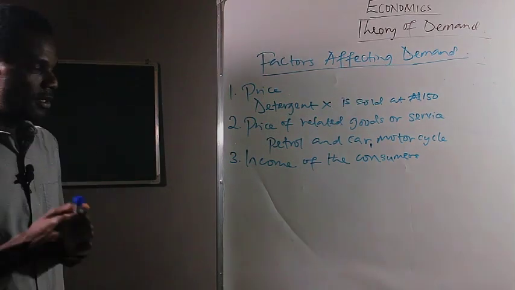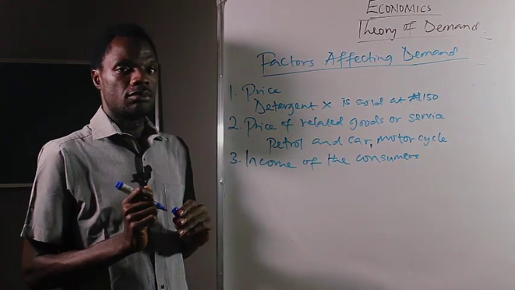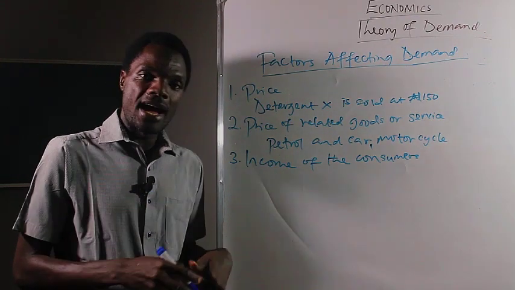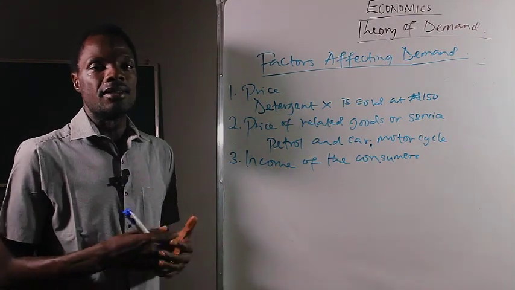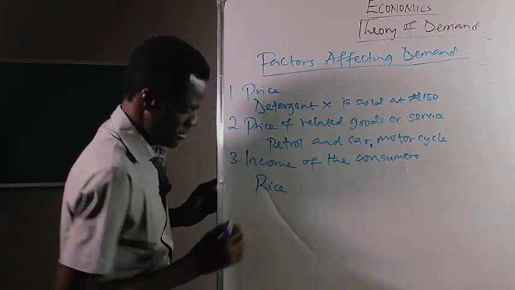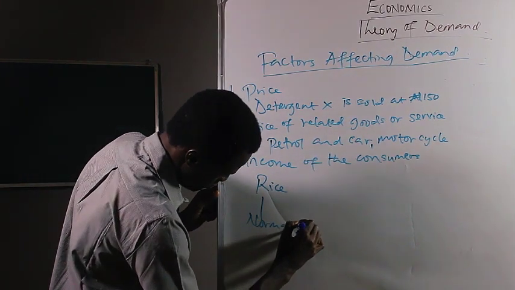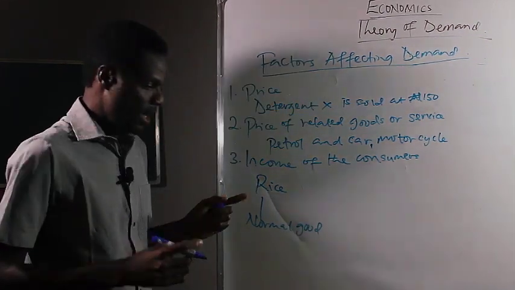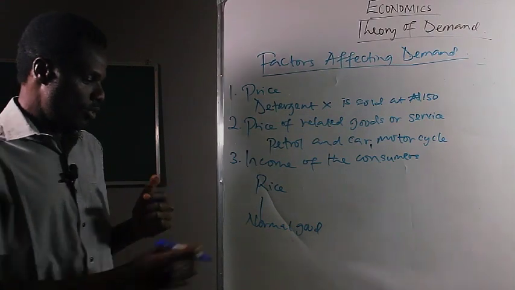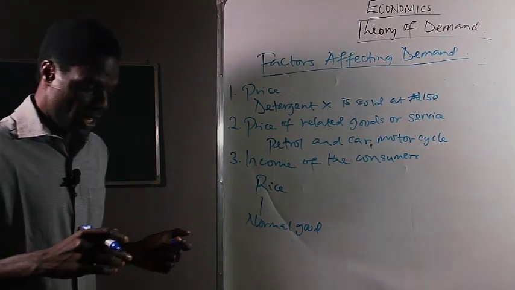For example, most of the goods that we are seeing are normal, because as people are earning more income, they are buying more of it. For example, rice. Rice is a normal good, because as people are earning more of their income, they will buy more of rice, depending on their demand.